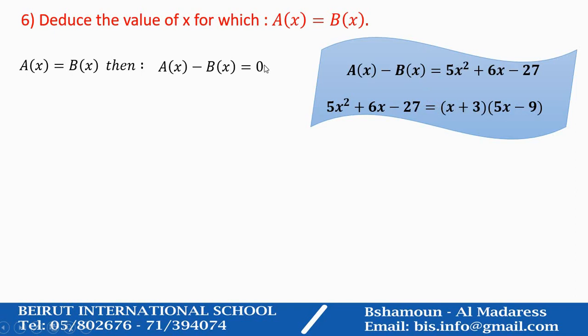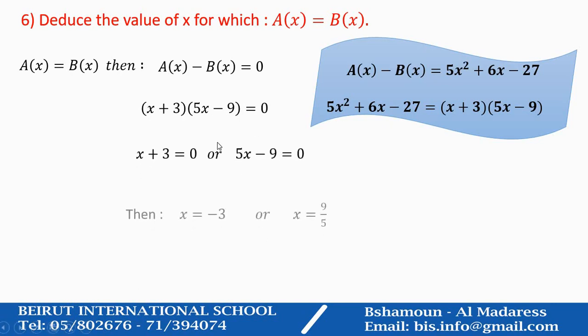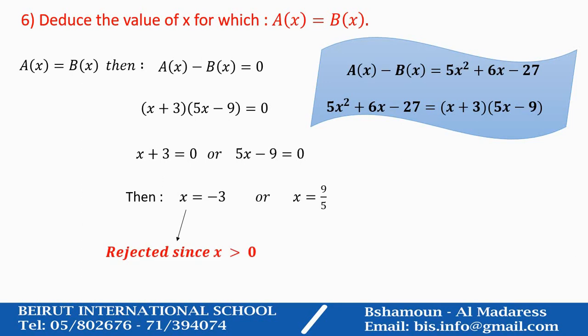And since the second member of the equation is 0, use the factorized form. So x plus 3 times 5x minus 9 equals 0. Take each parenthesis aside equal to 0. And then x equals minus 3 or x equals 9 over 5. But wait, x equal to minus 3. At the beginning of the question, x should be greater than 0 because it's a length expressed in centimeters. So this value is rejected since x should be positive, and this value is accepted, and this is the solution of the equation.